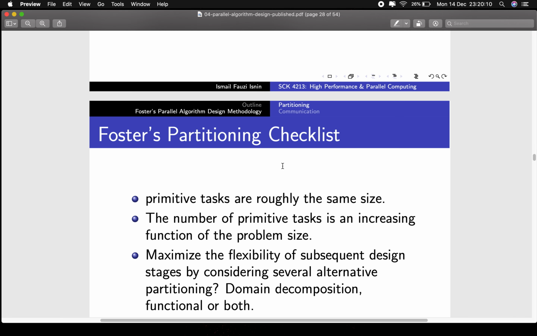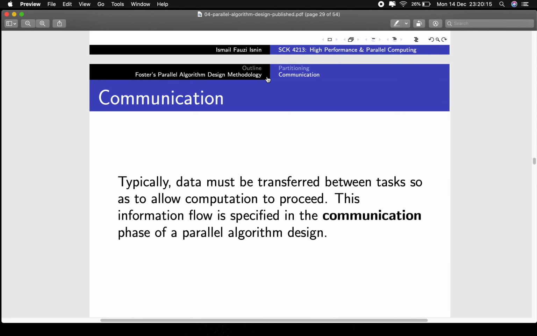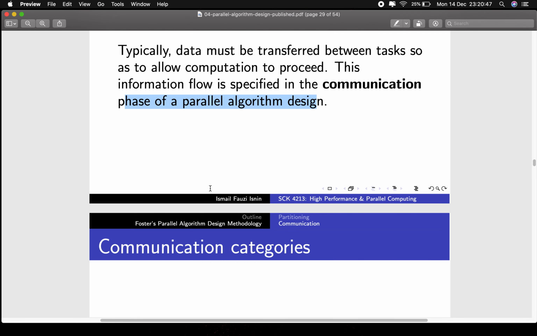So directly we are going to look into our second step, which is communication. So basically, what are communications doing? Data must be transferred between tasks, so it allows computations to proceed similarly. This information flow is specified in the communication phase of parallel algorithm design.